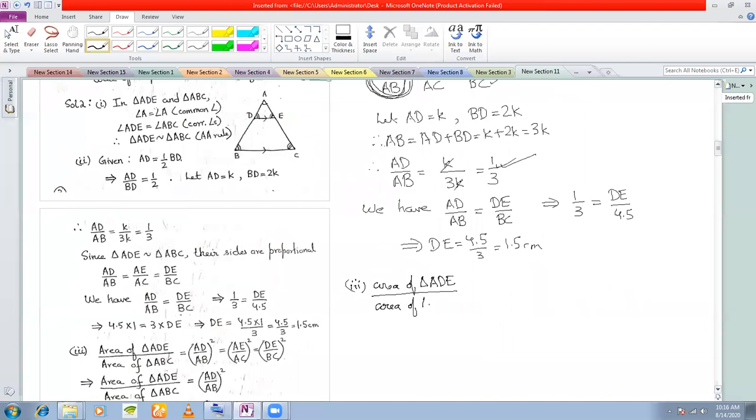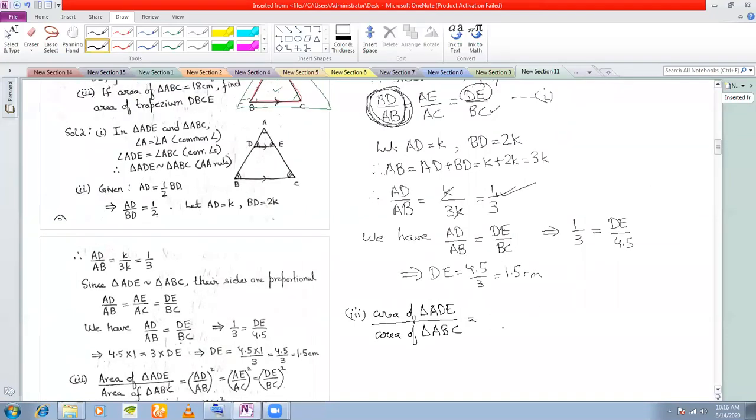Area of triangle ABC must be equal to the square of the proportional sides. What are the proportional sides? The proportional sides are AD by AB, AE by AC, DE by BC. Square of all this.